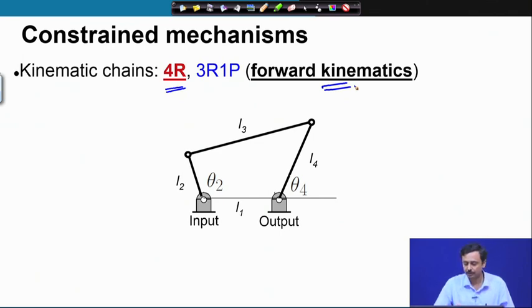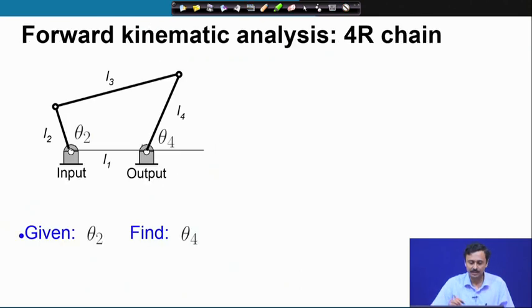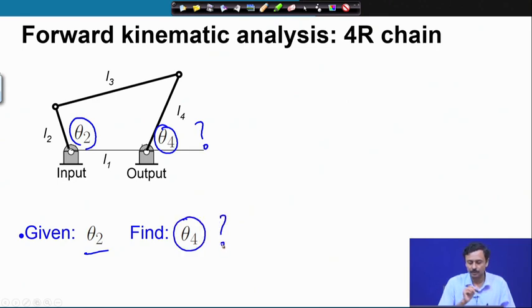So, here I have shown a 4R chain. So, what is the problem? Let us see. The forward kinematics problem for a 4R chain is: given theta 2, which I call the input, find theta 4, the output. So, this is the forward kinematics problem for the 4R chain. So, this is what we are going to study.